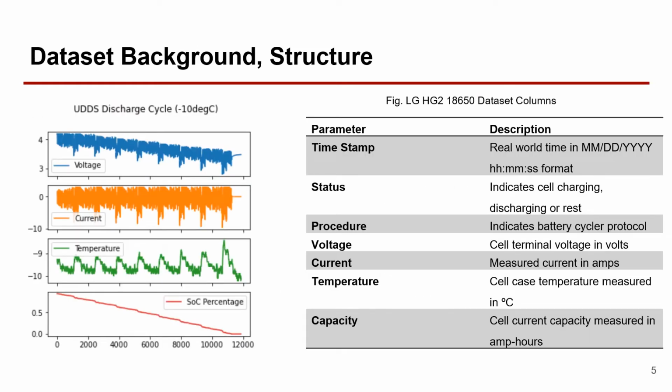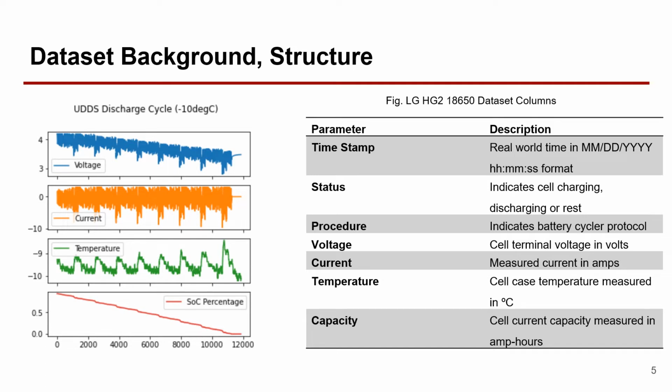This project uses a publicly available dataset prepared by researchers at McMaster University in Ontario, Canada. They use an LG HG2 18650 cell with a nominal capacity of 3000 milliamp hours and a nominal voltage of 3.7 volts. The tests are performed at a variety of ambient temperatures, starting from 40 degrees Celsius all the way down to minus 20 degrees Celsius.